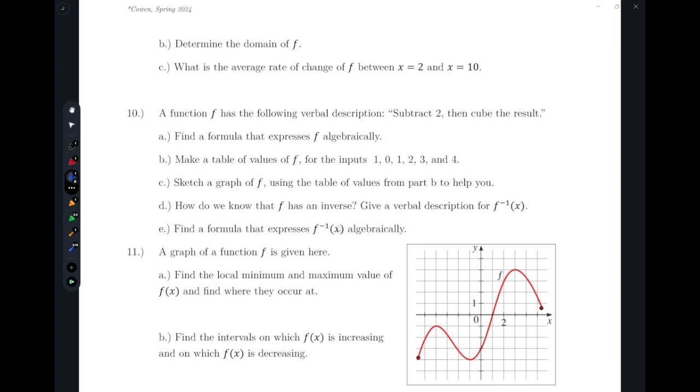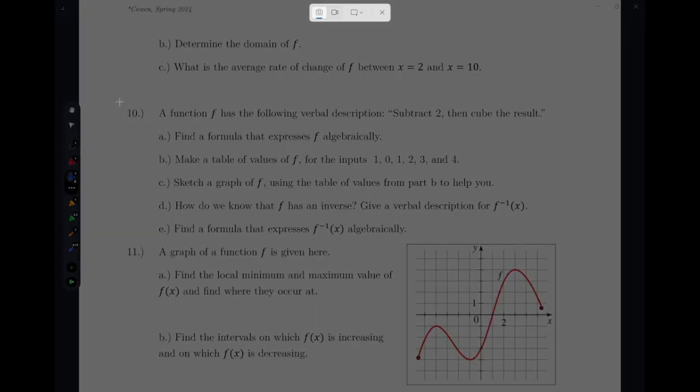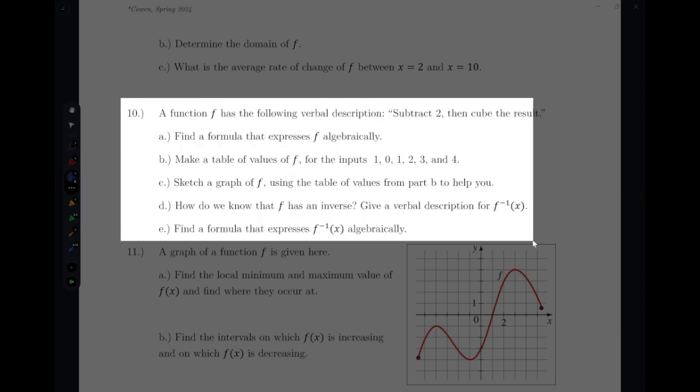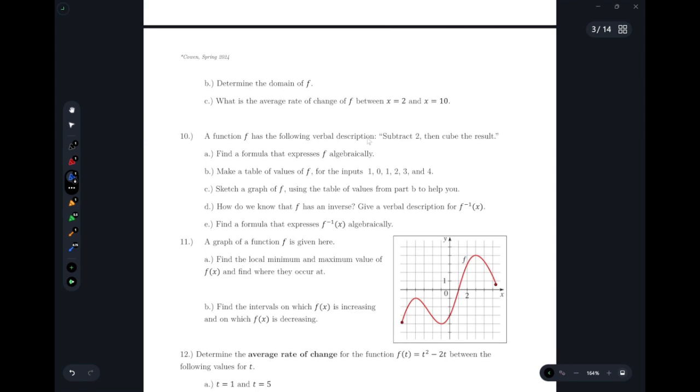How do we know that f has an inverse? That is a good question. Maybe 2 different ways. There actually are 2 different ways. That's fun.